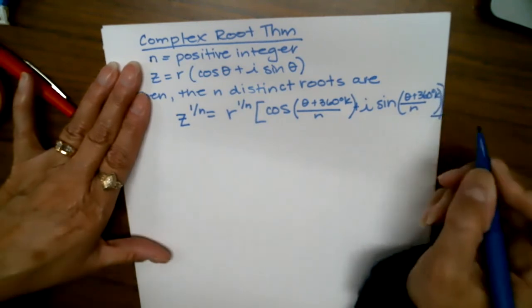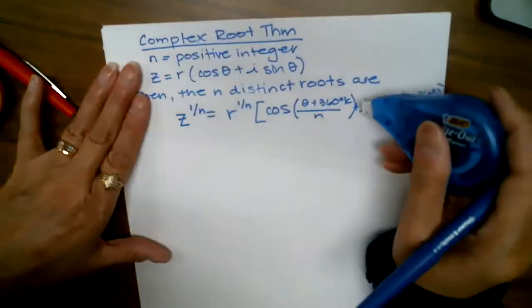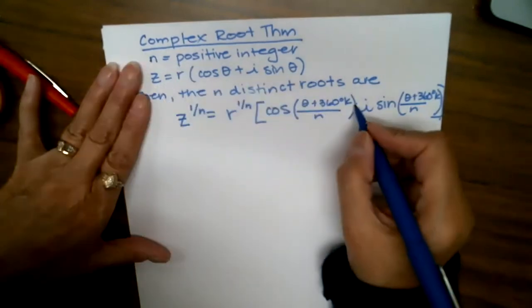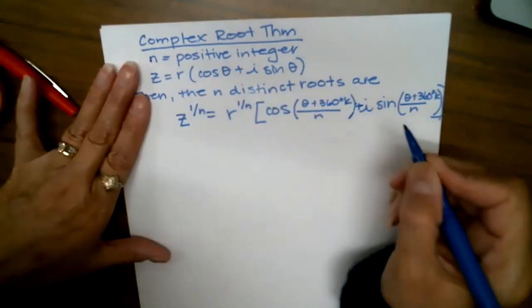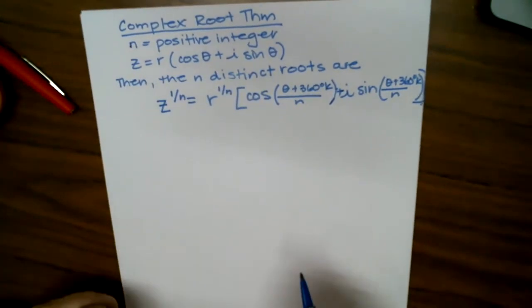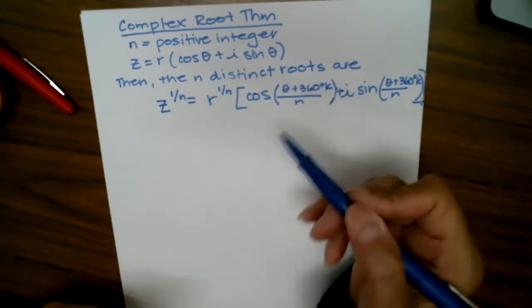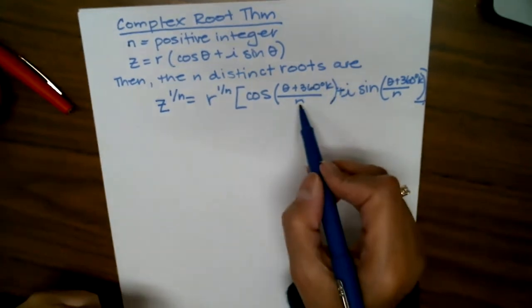Close, close. My plus sign almost didn't come out there. Let me make sure that plus sign. Plus i times the sine of that. Okay, this looks kind of familiar, right? Plus 360k keeps giving me all the solutions divided by n.